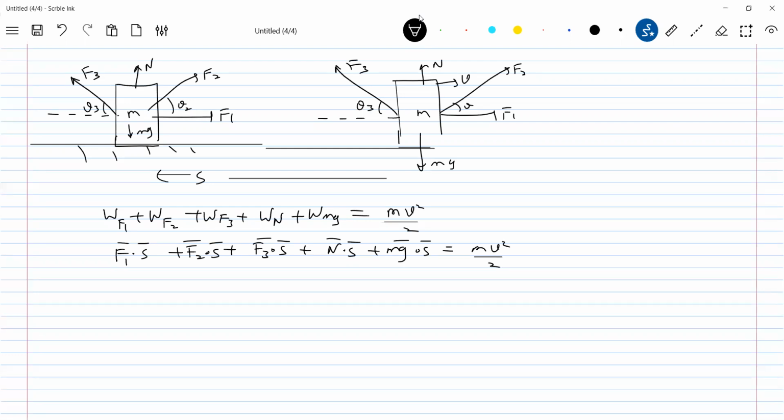F1 bar dot S bar. So what is the angle between F1 bar and S? It is 0. So we write only F1 S. The angle between F2 and S is theta 2, and the angle between them is 180, no? So also it is 180 minus theta 3. So look at this, the angle between the displacement vector and F3 bar is 180 minus theta 3. So this will become F3 cos theta 3 into S.